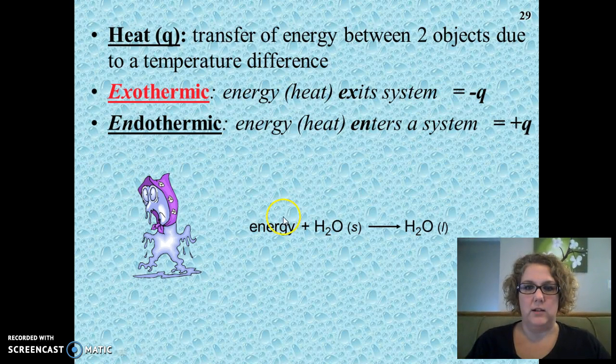When ice melts, energy has to enter the solid water in order to turn it into liquid.